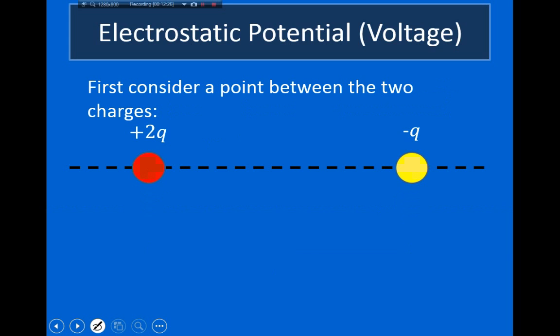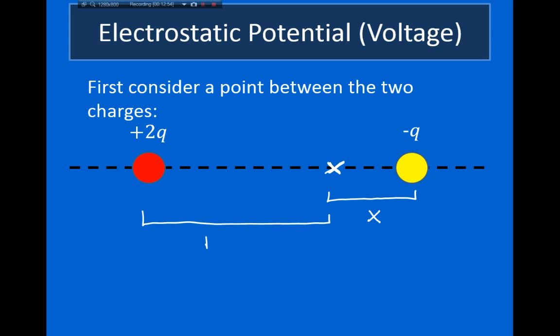The first thing I want to look at is this point in between them. So let's look at a point, let's say right here. And let me call the distance between the negatively charged particle and this point x. This is what I'm solving for. So I'm going to try to figure out how far from the negatively charged particle this point is where the voltage is equal to 0. Now, if these two charges are separated by a distance d, and this distance here is x, then the distance between the positive charge and this point is equal to d minus x.